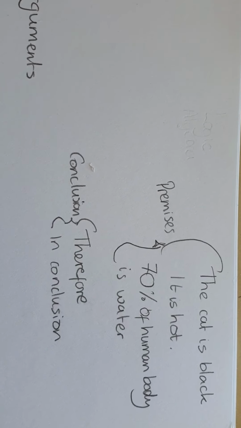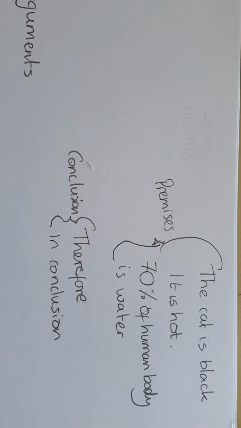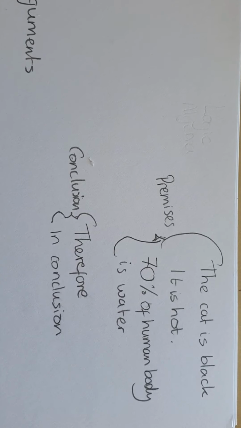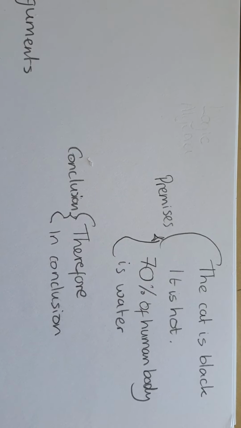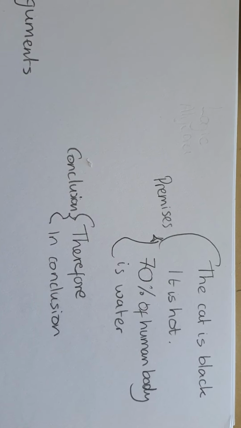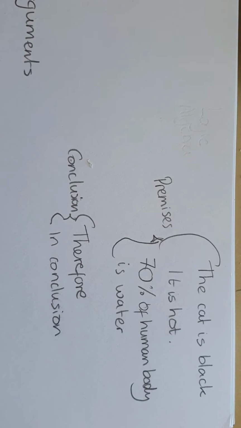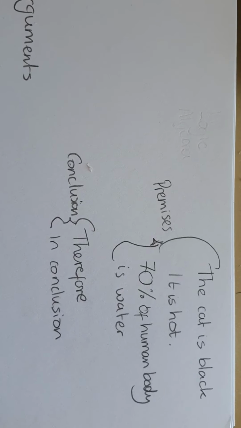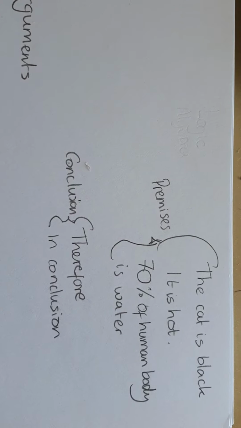Within logic, there are names given for the different types of sentences that you will find within an argument. So the sentences which contain information and they're telling you something new, they are what we call premises. So the cat is black, it's hot today, 70% of the human body is water. These could all be premises within an argument. They're sentences which contain information.